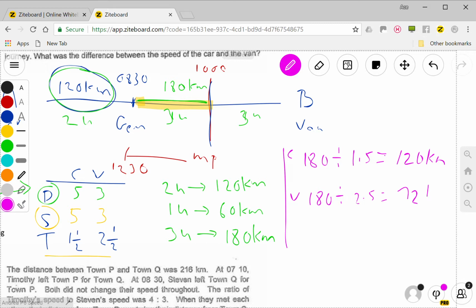Yeah, very complicated. So what's the difference? The difference is 120 minus 72, and the answer is 48 kilometers per hour. Yep, that's it. Yes, and it's correct. Alright, I just checked the answer. Wait, let me readjust the thing.